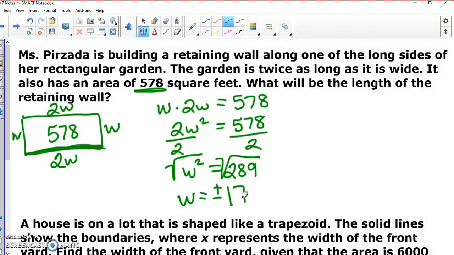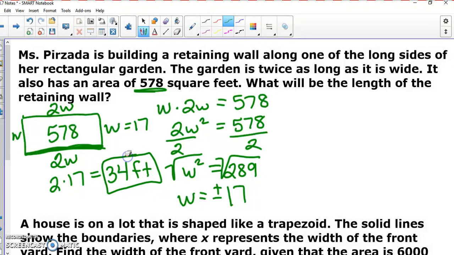Now in the scheme of our story problem, we would want just the positive one, so we would say that W equals 17. So our length then, 2W, would be 2 times 17, so that would be 34 then. So our final answer, she would need 34 feet for her retaining wall, since she's going to just do one side of it.